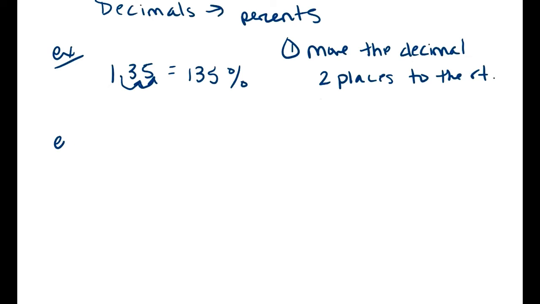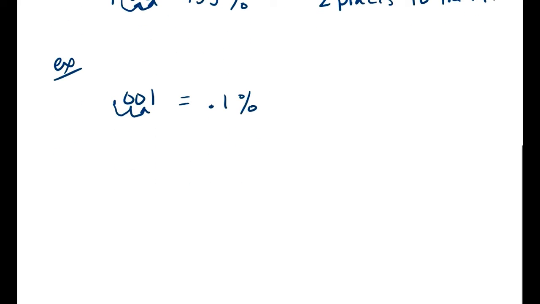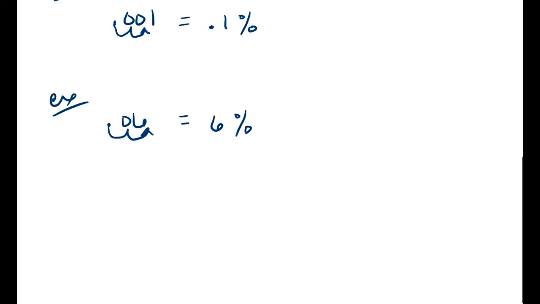All right, what if I had 0.001 and I wanted to express that as a percent? I'm going to take my decimal and I'm going to move it over 2 spaces. So I get 0.1%. So hopefully that's not too bad. Let's do one more. What if I had something like 0.06? We'd move it 2 places, and that would give me simply 6%. Okay, not too bad, eh?